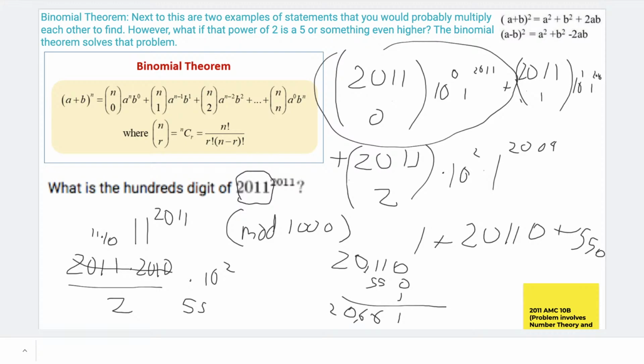And if you divide this by 1000, the remainder is just 661. But we want the hundreds digit, which is 6. So this shows the clever usage of the binomial theorem to find the hundreds digit of 2011 to the power of 2011, the monstrously large number. And this shows that the binomial theorem is very important to know.